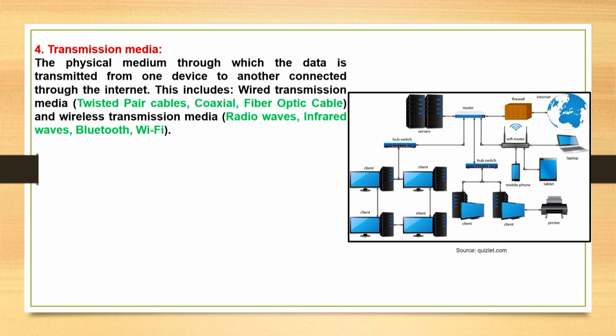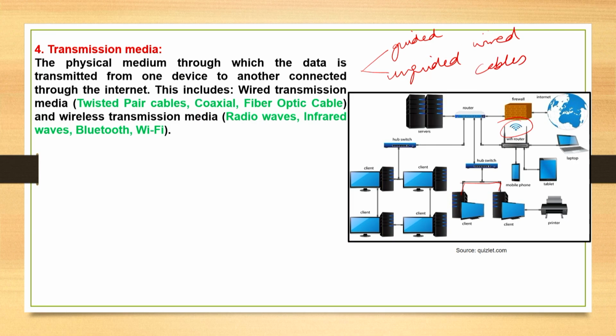The next component is the transmission media. This transmission media may be guided or unguided, which is used to connect the different devices over the network. From the figure you see that here it is cables and there is Wi-Fi also. So, this transmission media may be guided or unguided, or you can say wired or wireless.